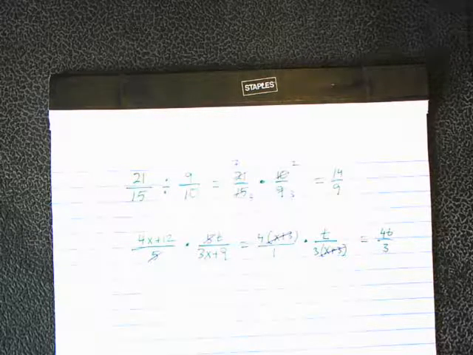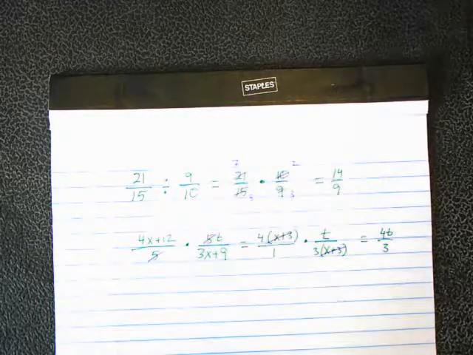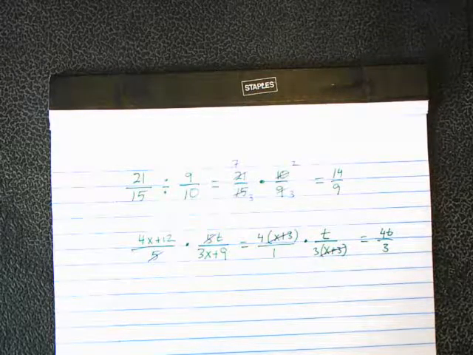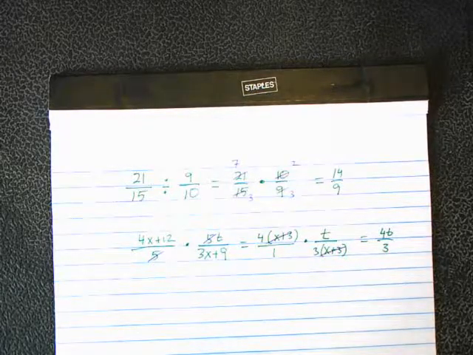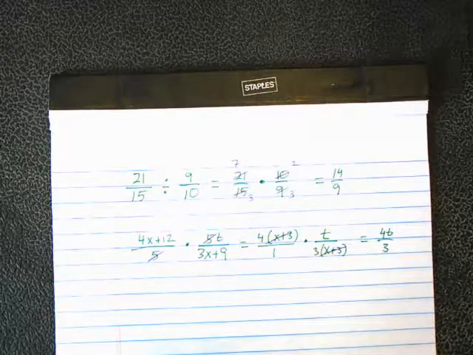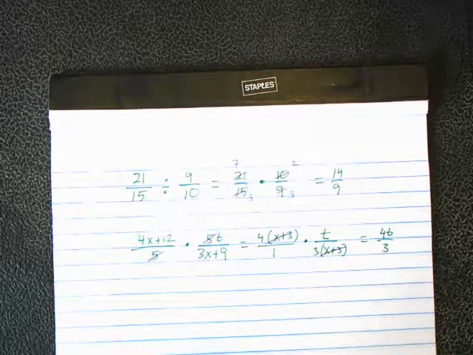So multiplying fractions really isn't any different than what we did in 6.5 when we reduced fractions. It's just there's going to be more pieces to factor and more things that can reduce. That's all.